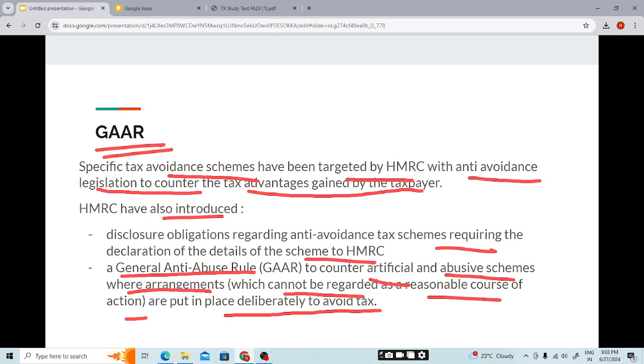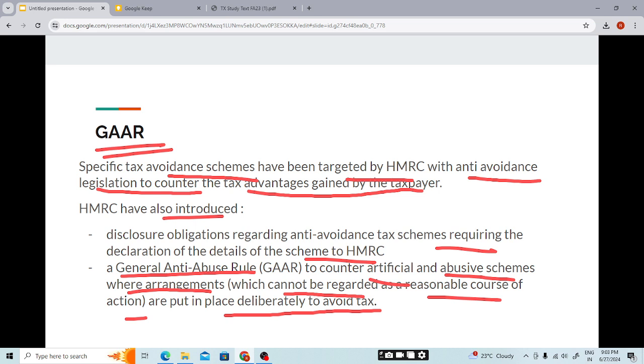As I mentioned, this GAAR is the General Anti-Abuse Rule. It was introduced by HMRC because, as I told you, if you do aggressive tax planning, HMRC will have a loss of revenue through some schemes. So because of that, HMRC told that whatever tax schemes you are using for your tax planning, you must disclose them to HMRC during your filing.